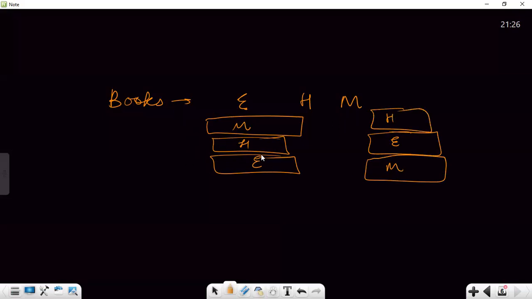So how many spaces are there? There are three positions. 1, 2, 3. How many elements are there? There are three elements. So that's called an arrangement of three elements on three spaces. Is that clear, everyone?